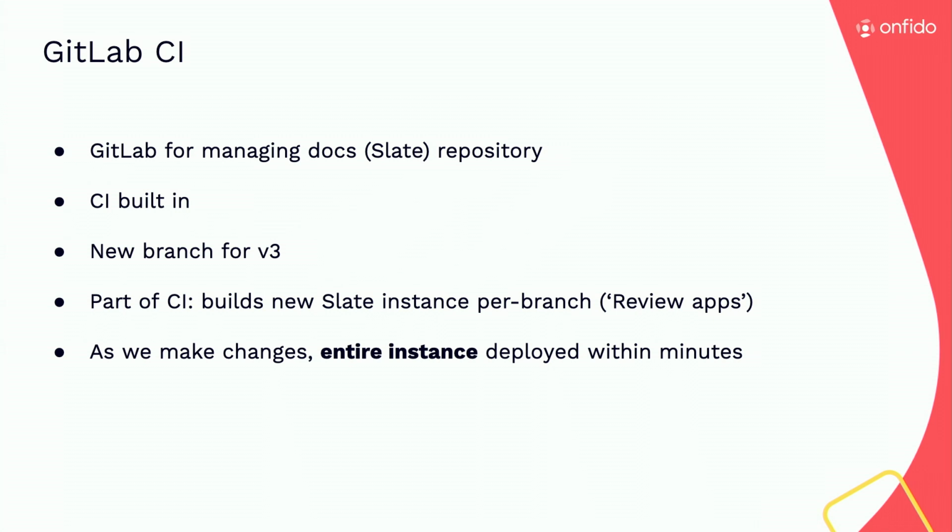I've mentioned we use Slate, so we established a repository on our GitLab infrastructure for the Slate docs. CI is built into the setup. We opened a new branch for version 3. And as part of the setup, we got access to GitLab's so-called review apps functionality. So as we made changes to the Slate instance for v3, the entire documentation, the entire static page, was deployed within minutes, and it was super fast.